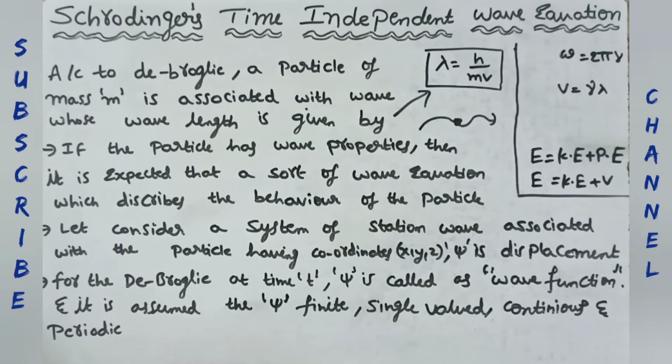If we consider this wave as a stationary wave, then the particle has coordinates x, y, z. Psi is a displacement. For the de Broglie wave at time t, psi is called the wave function, and psi is assumed to be finite, single valued, continuous and periodic. After presenting these points, we are going to start our derivation part.